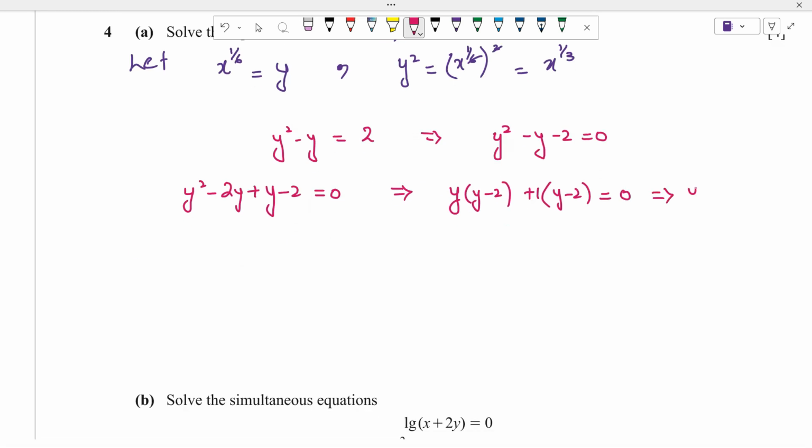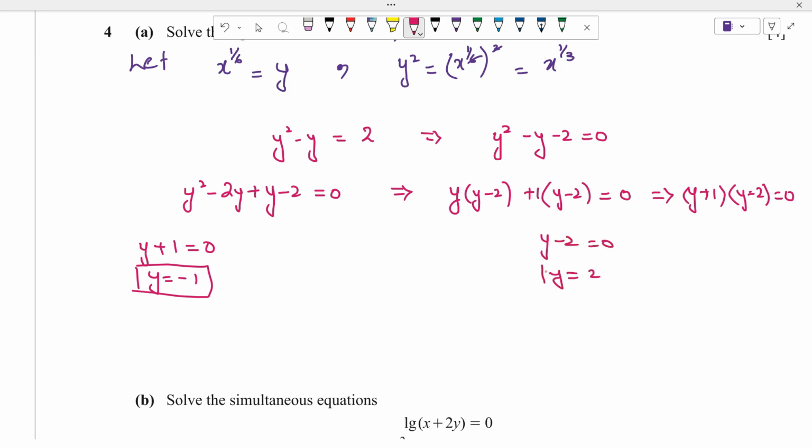So this one is equal to (y + 1)(y - 2) = 0. We have the two factors, each equated with 0. y + 1 = 0, so y is equal to negative 1. On the other side, y - 2 = 0, and y is equal to 2.